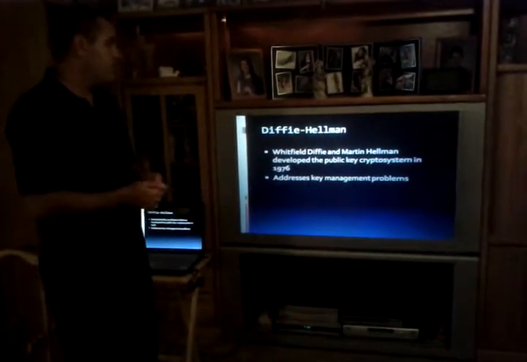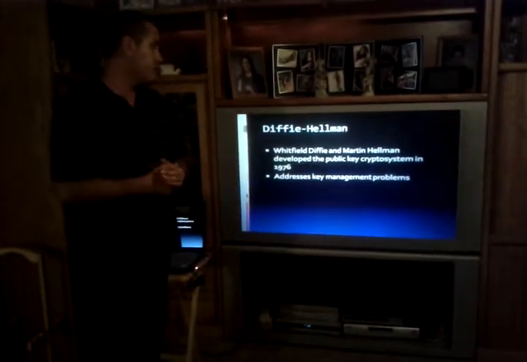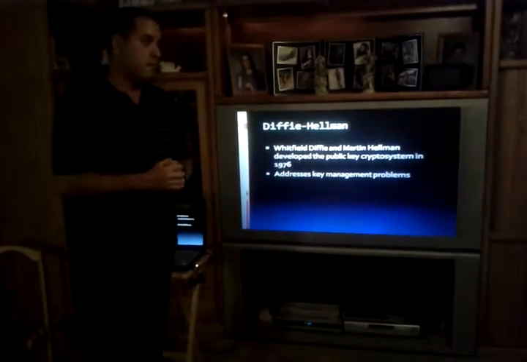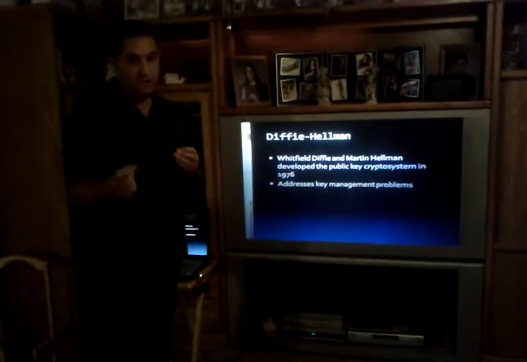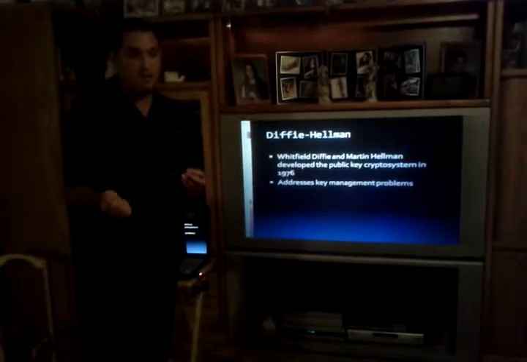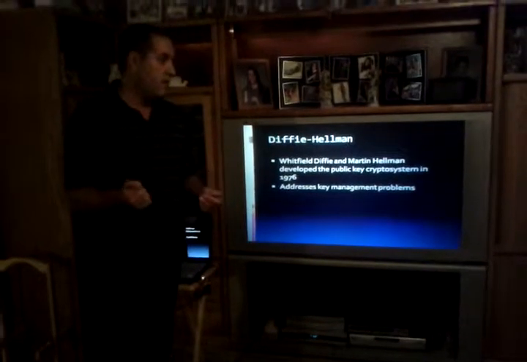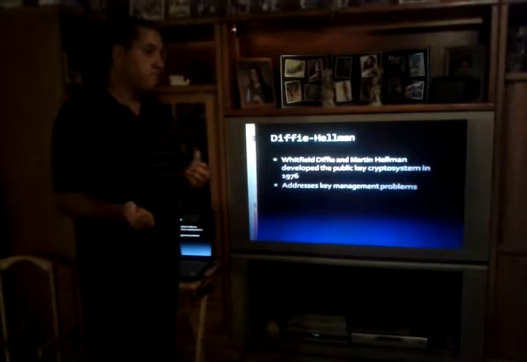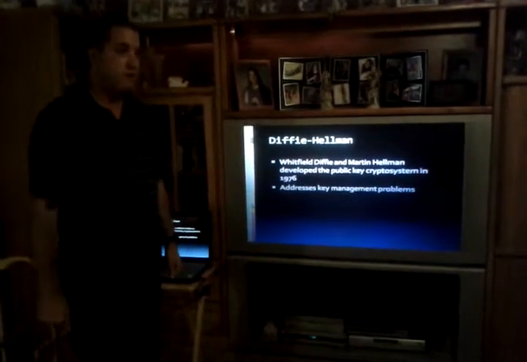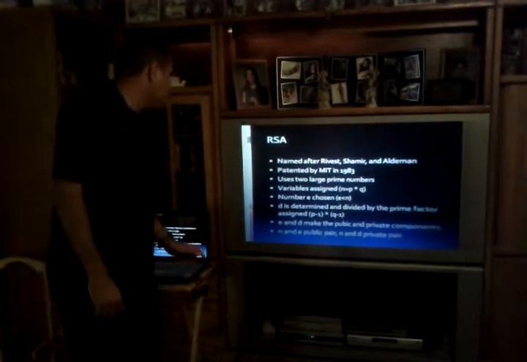Diffie and Hellman developed a crypto system that involved public keys. Each user on one end of the network will have a public key and a private key. They came up with the idea on how to correct key management problems in a crypto system.